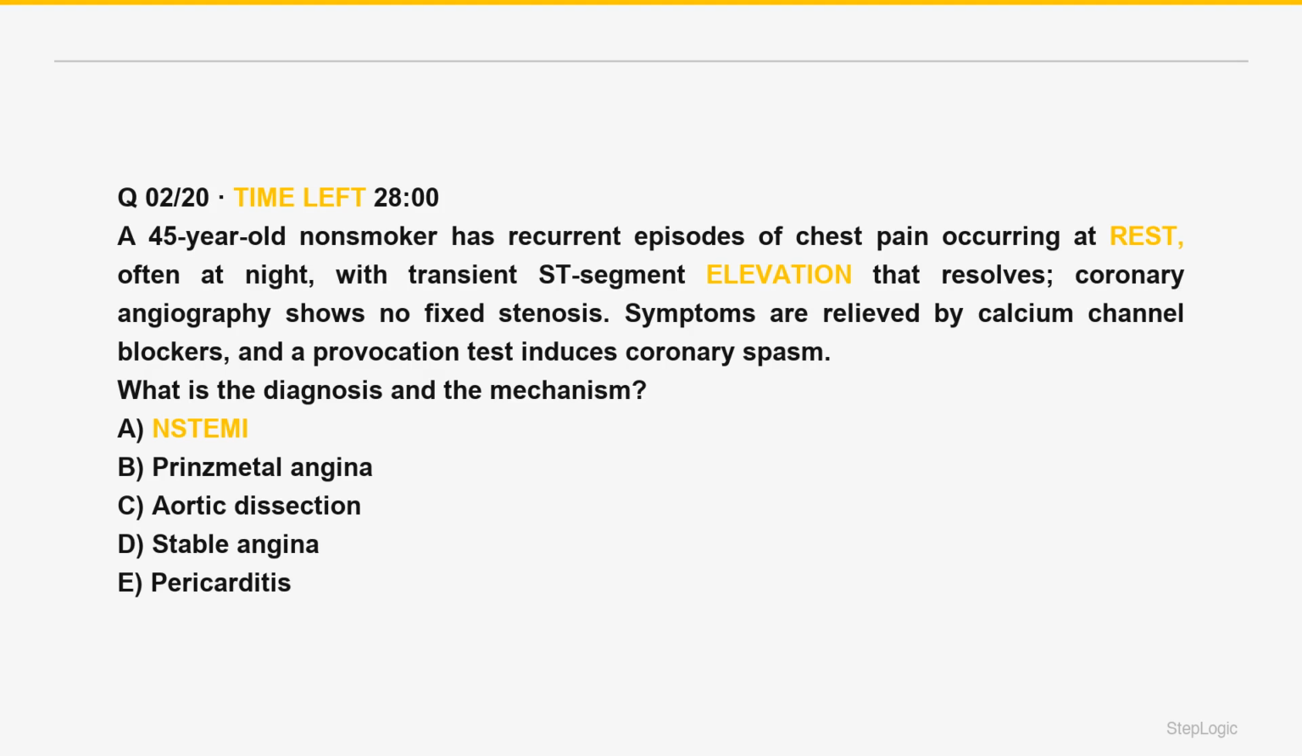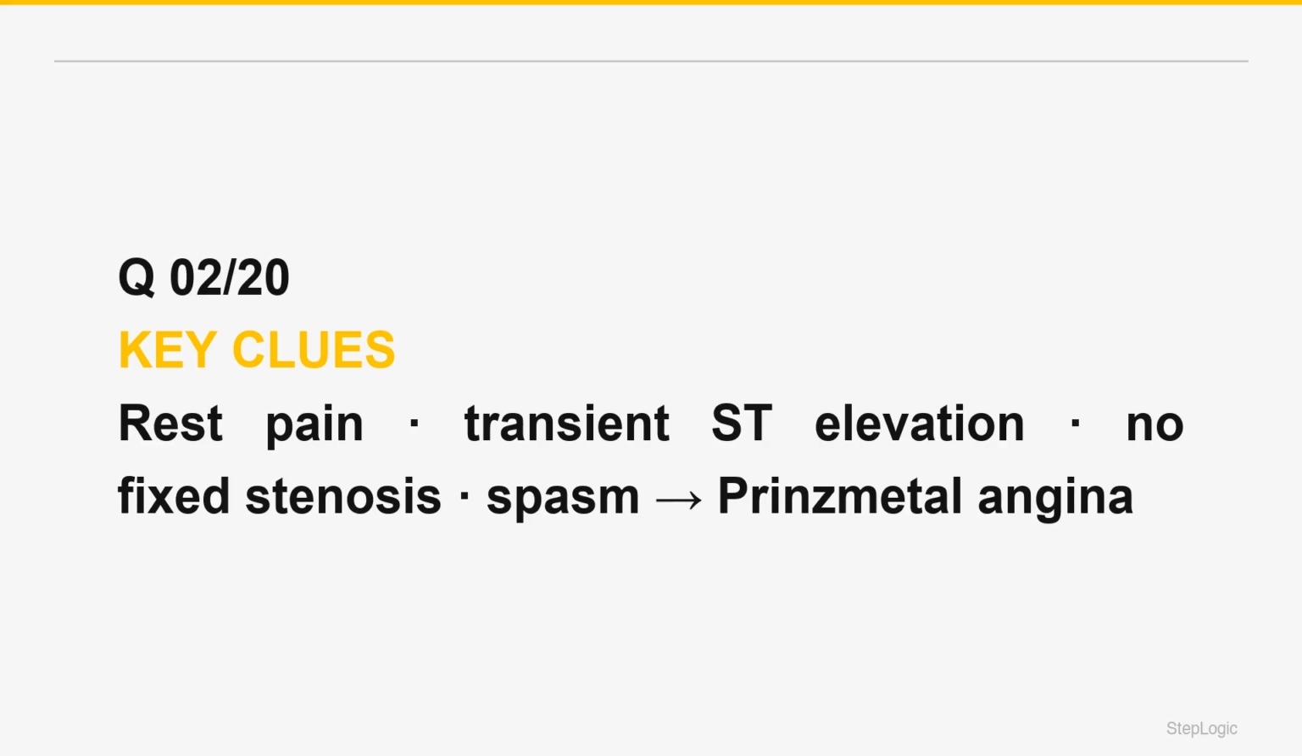Read the command: diagnosis and mechanism. Rest chest pain, transient ST elevation, no fixed stenosis, CCB responsive, spasm: Prinzmetal, vasospastic angina. This is Prinzmetal, variant or vasospastic angina.